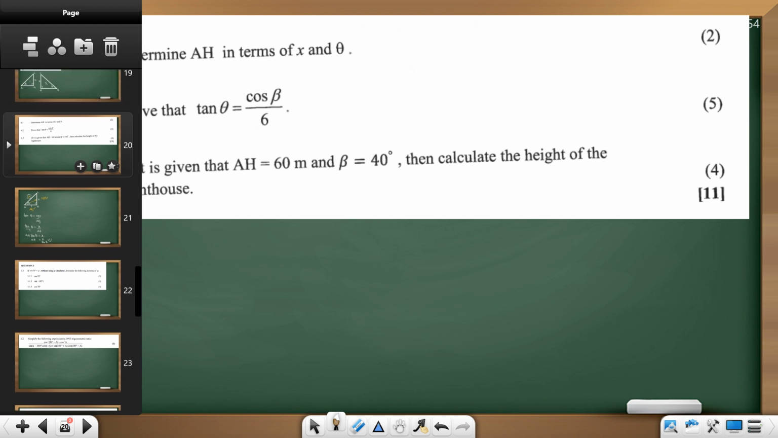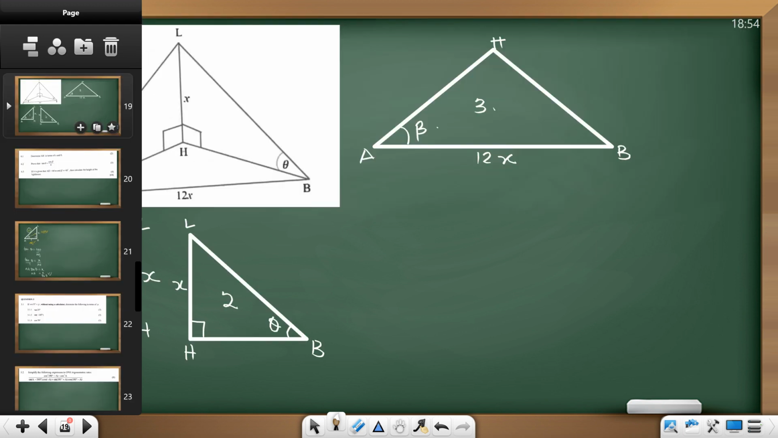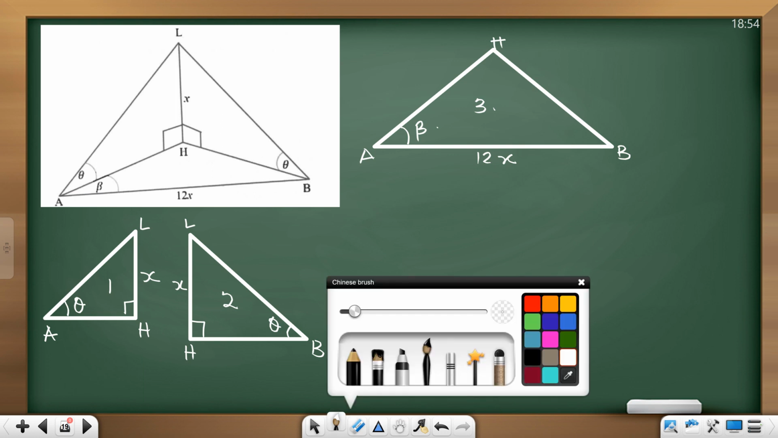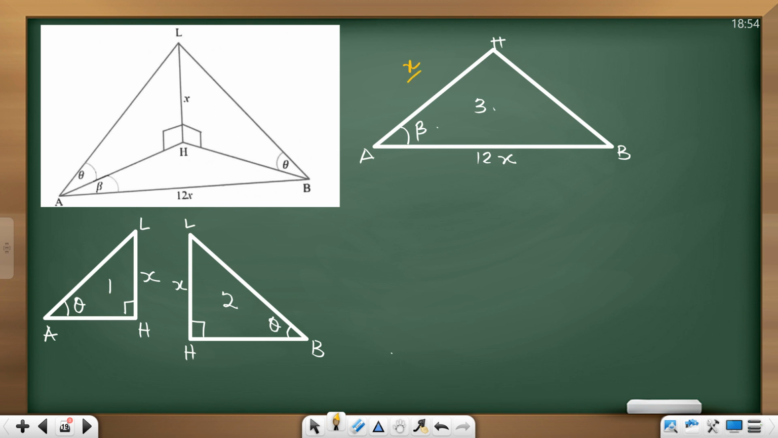Don't worry about the diagram that they gave you now. You are working with yours. Tan theta is cos beta over 6. Okay, wait. Now I know my AH. What is my AH? X over tan theta. I'm going to go back to my split diagram.